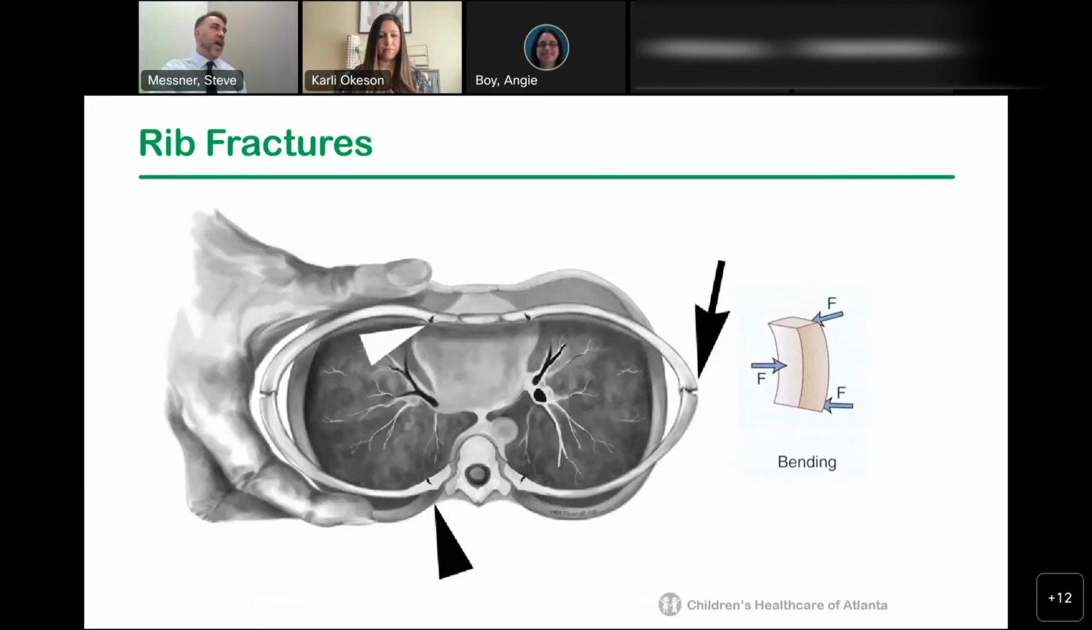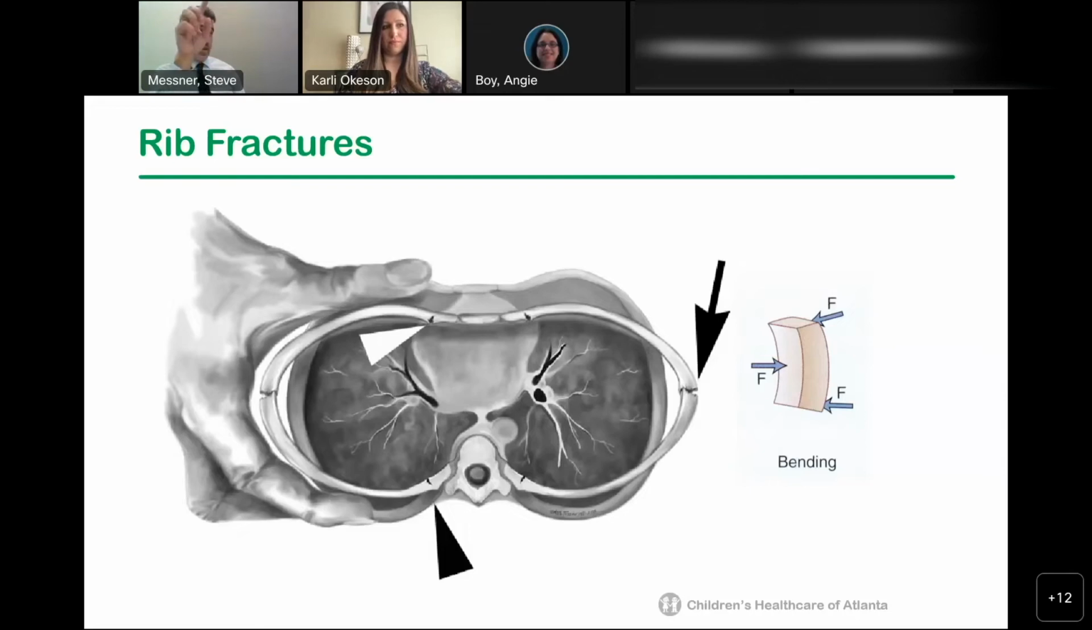This is a schematic of a chest at rest. You can see that this is the typical position that an adult is picking up a child, a caregiver. At the bottom of this sketch, you can see where that black arrow is pointing to a posterior rib fracture.